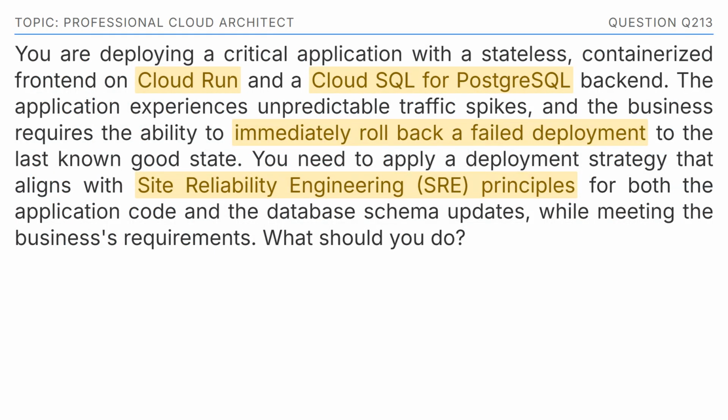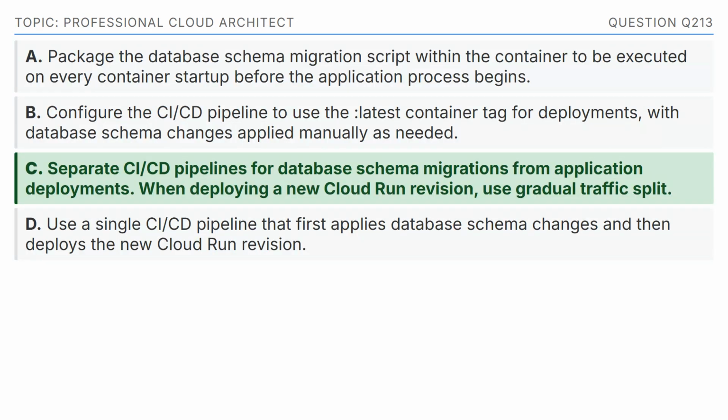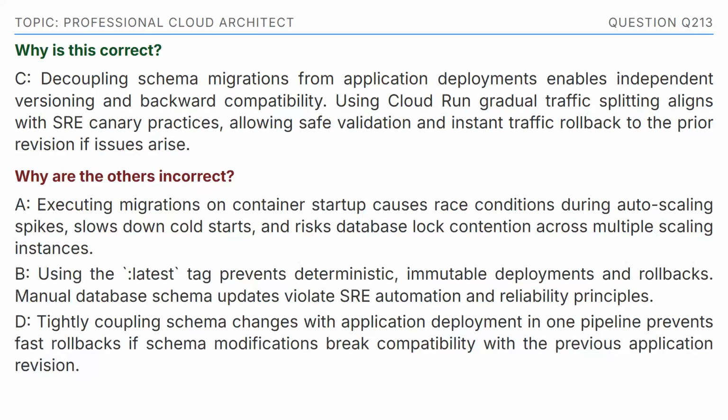To arrive at the correct answer, we focus on the keywords Cloud Run, Cloud SQL for PostgreSQL, immediately roll back a failed deployment, Site Reliability Engineering (SRE) principles. The correct answer is option C, separate CI/CD pipelines for database schema migrations from application deployments. When deploying a new Cloud Run revision, use gradual traffic split. Why is this correct? C. Decoupling schema migrations from application deployments enables independent versioning and backward compatibility. Using Cloud Run gradual traffic splitting aligns with SRE canary practices, allowing safe validation and instant traffic rollback to the prior revision if issues arise.